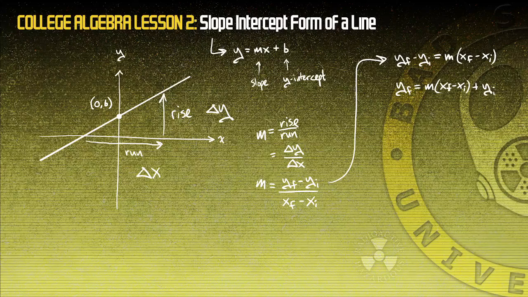And then we're going to plug in our point from the coordinate system at 0 and b. So y final is m, x final minus x initial is 0, plus y initial here is going to be b. And that's where we get the equation from, y equals mx plus b.